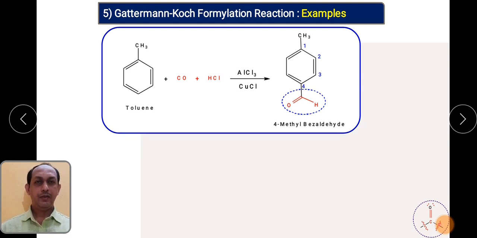Now we will take an aromatic hydrocarbon such as toluene. As we know, it is an aromatic hydrocarbon. It is reacted with CO and HCl. As CO and HCl react together, they form formyl chloride. In presence of aluminum chloride and copper chloride as a co-catalyst, this group gets added to the para position.